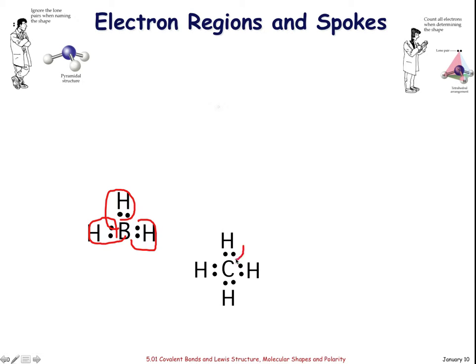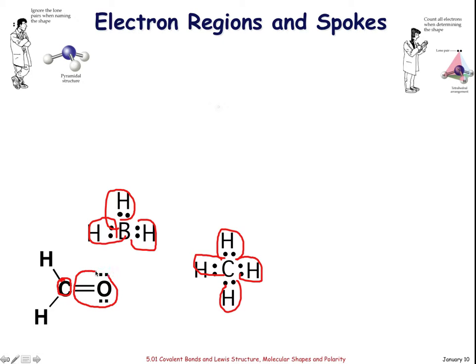How about CH4? That should be a no-brainer. You see 4. 1, 2, 3, 4. 4 spokes, or 4 regions of electron density coming out of carbon in methane. How about formaldehyde? Don't count these lone pairs. That's not your central atom. This is your central atom right here. And what you need to do is concentrate on the number of spokes coming out of that central atom. What we have is 1. This is 1. This is 2. This is 3.